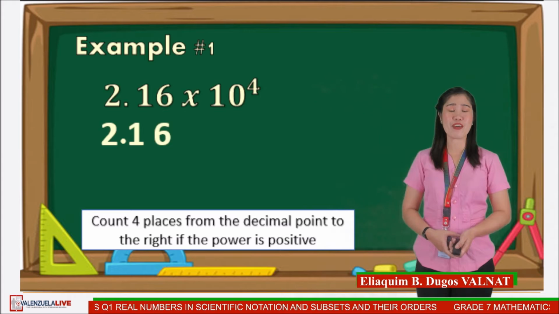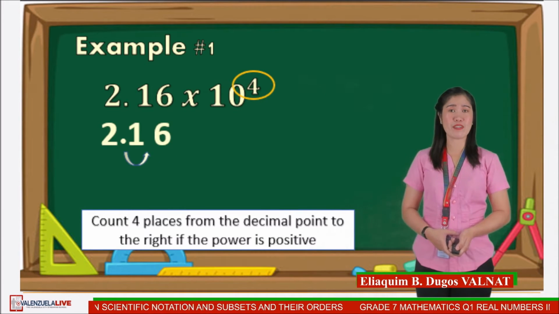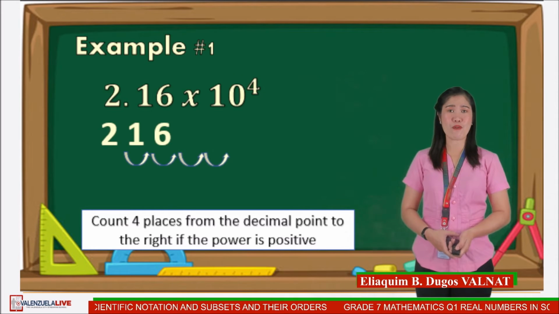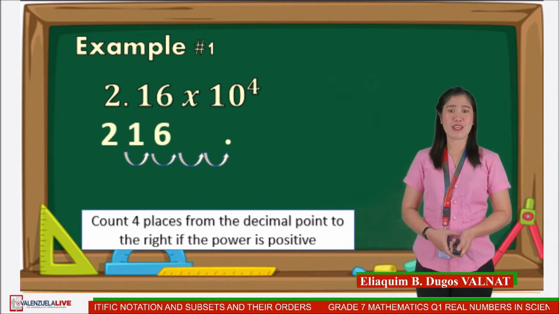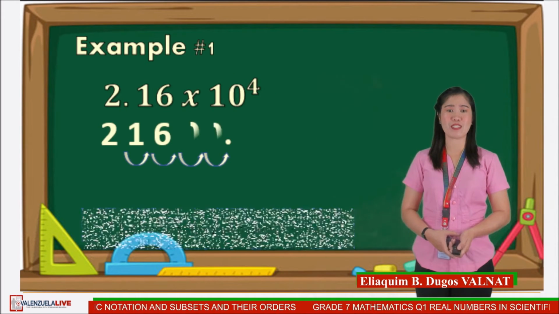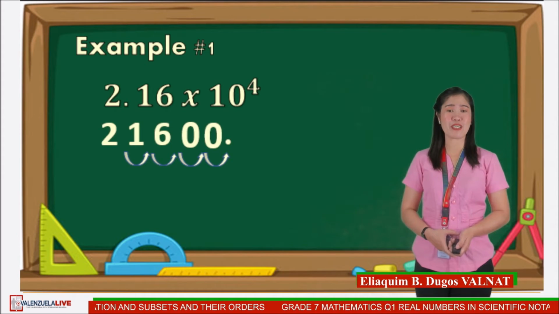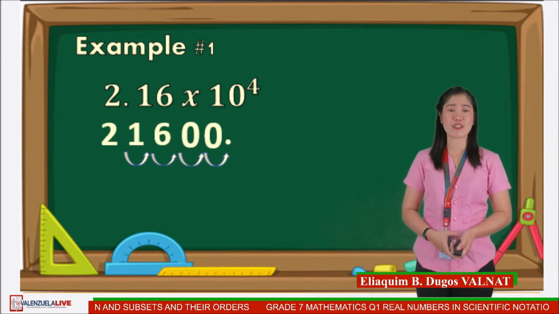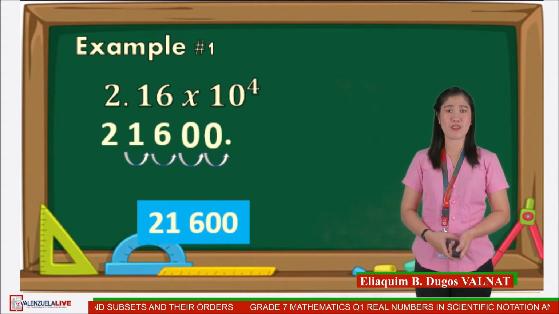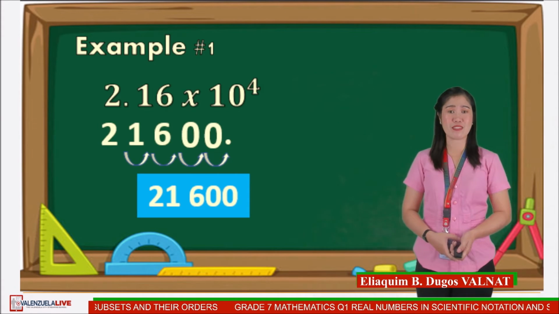Since the value of n is 4, and take note, if the value of n is positive, the movement of the decimal point is going to the right. Let's count. 1, 2, 3, 4. Last is replace empty spaces with zeros. And 2.16 times 10 raised to 4 in standard or decimal notation is 21,600.